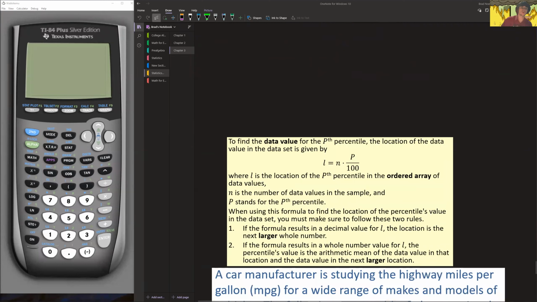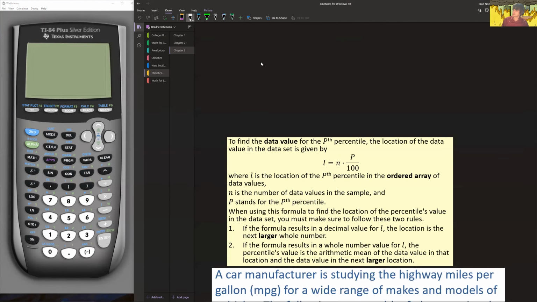So starting out with percentile, the percentile of a data value is, a way to think of this is, if I were to divide my data into 100 equal pieces, where would those data values be? To find the data value that corresponds to a given percentile, we use this formula given here, where L equals N times P over 100, where L is the location of the pth percentile in the ordered array of data values, N is the number of data values in the sample, and P stands for the pth percentile. So the 57th percentile, P would be 57.